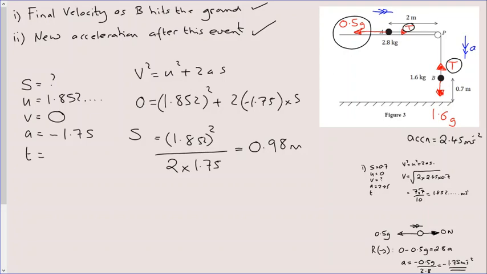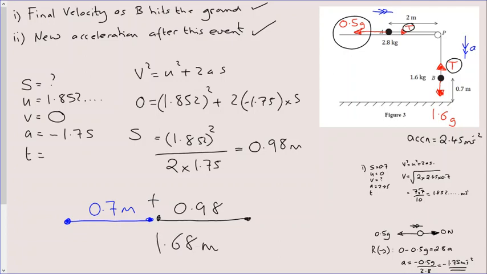But we are asked for the total distance travelled by A before it first comes to rest, so I have to take into account those two motions. First of all, it was pulled along 0.7 meters as B dropped to the floor, and then it decelerated over a distance of 0.98. So that gives us a combined total of 1.68 meters.